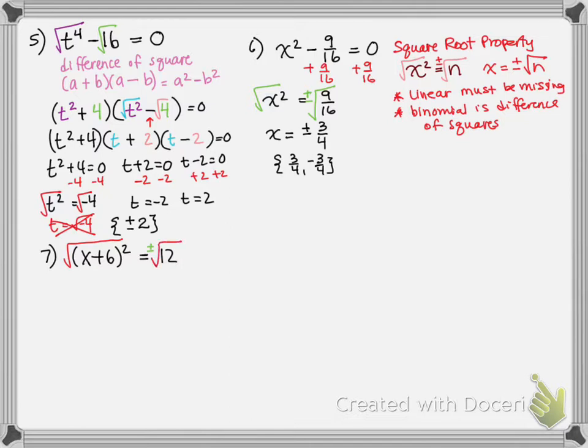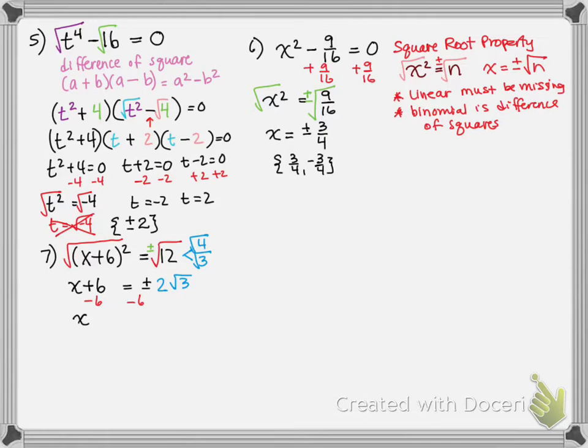Okay, now when I take the square root of something that's squared, the binomial comes out. So I get x plus 6. Now on the other side, I'm going to get a plus or minus, and then I run into a little bit of a problem. 12 is not a perfect square, but remember we've learned how to simplify. So I look for the perfect square factor of 12, which is 4, and its partner, which is 3, and I'm going to take the square root of each of those. Well, the square root of 4 is 2, and I can't take the square root of 3, so it just stays behind. Now, I'm not done yet because I have to get the x alone, so I'm going to subtract 6 from both sides.